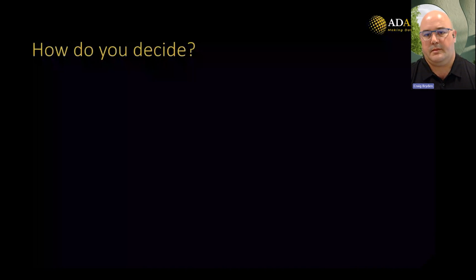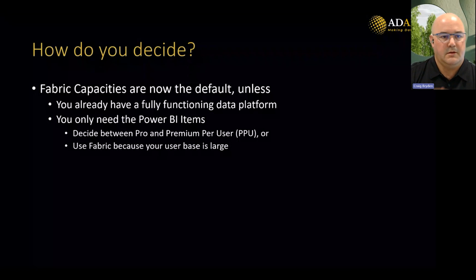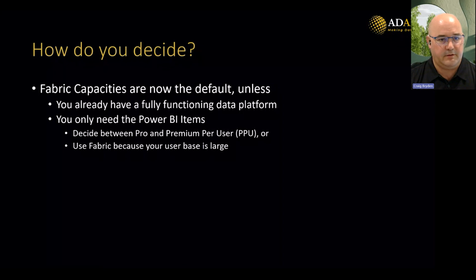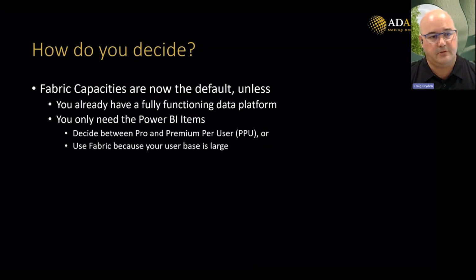All right. So when we talk about the licenses and capacities, how do you go about deciding what your organization needs? This is my opinion, but I think Fabric capacities are now the default, unless you already have a fully functioning data platform. In other words, you already have a data warehouse, maybe you've got Snowflake or Azure Synapse Analytics or Databricks, and it's fully functional. You've made a massive investment in it and you're just looking for reporting. That's where you would look at maybe Power BI Pro or Premium per user, depending on your user counts.